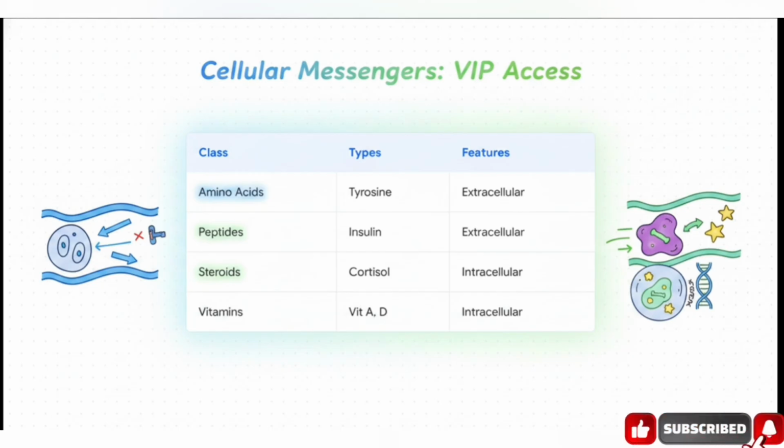parathormone. Now, listen carefully, this is absolutely crucial. These first two classes, amino acid derivatives, except thyroid hormones of course, and peptides, cannot cross the cell membrane. They just can't. They need extracellular receptors.